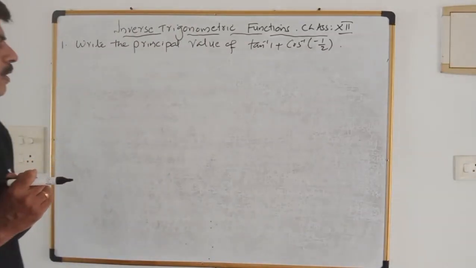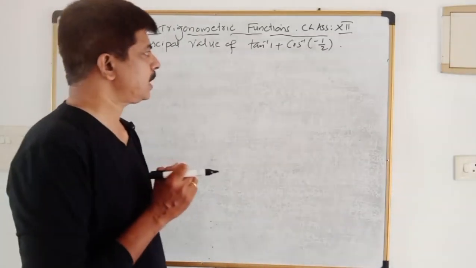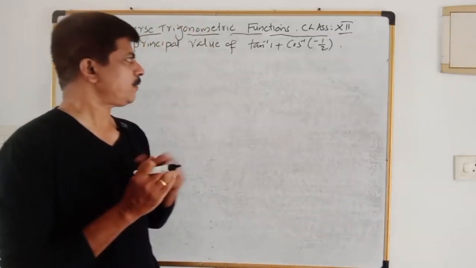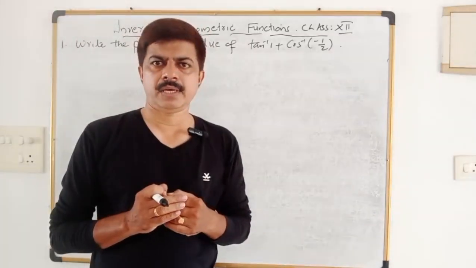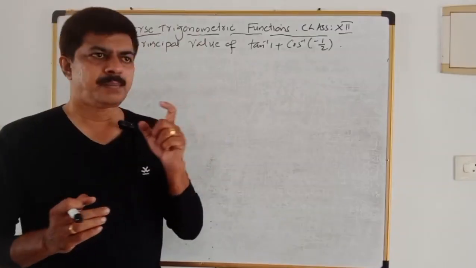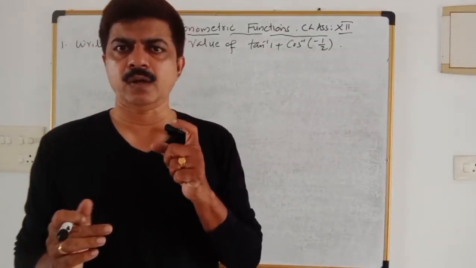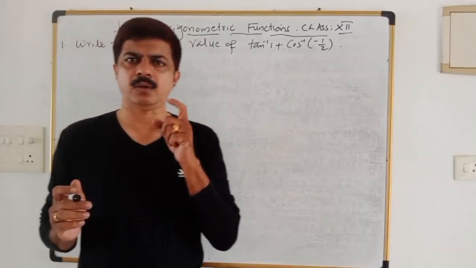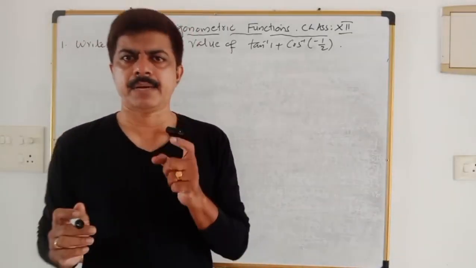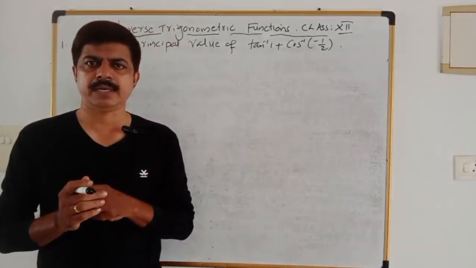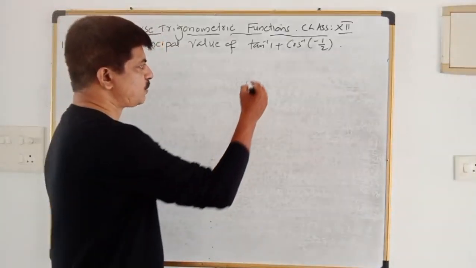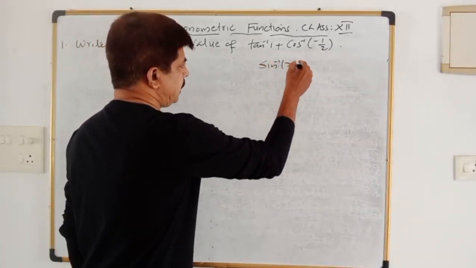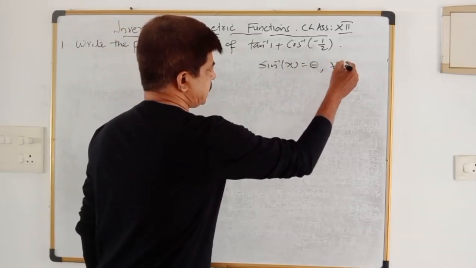Write the principal value of tan inverse 1 plus cos inverse negative 1 by 2. How will you find the principal value of this expression? So, we know that principal value. What is principal value? The value of an inverse trigonometric function which lies in its principal value branch is called the principal value of the inverse trigonometric function. For sine inverse x, what is the principal value branch?